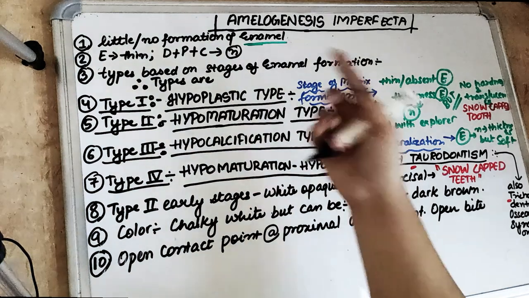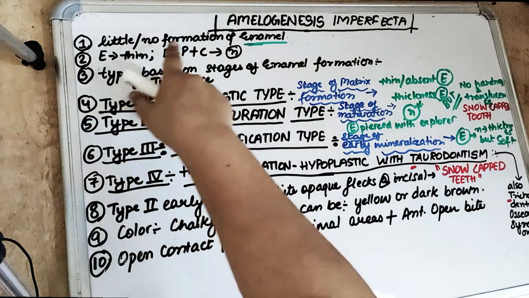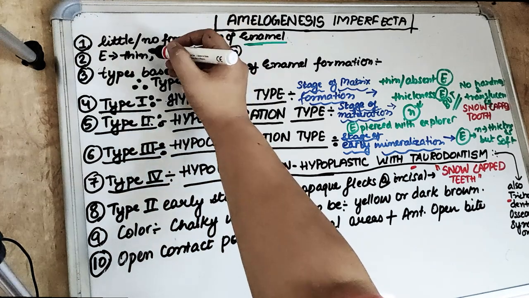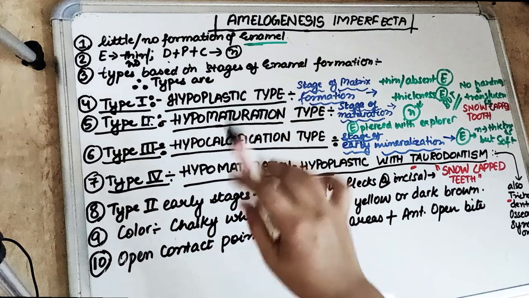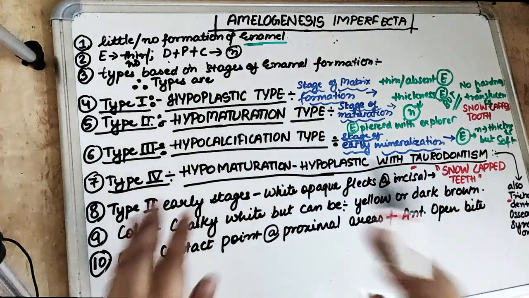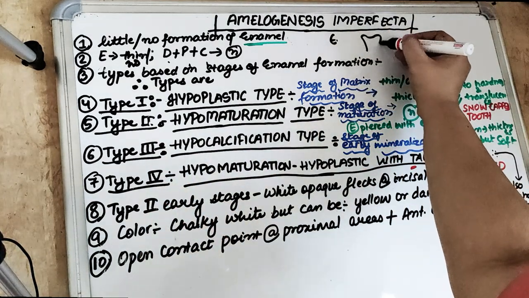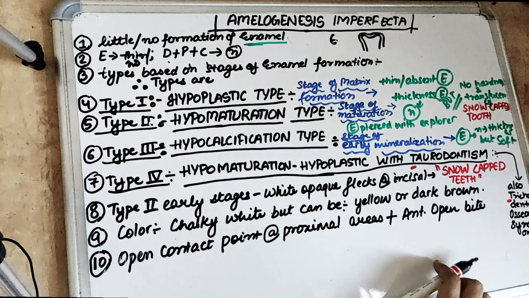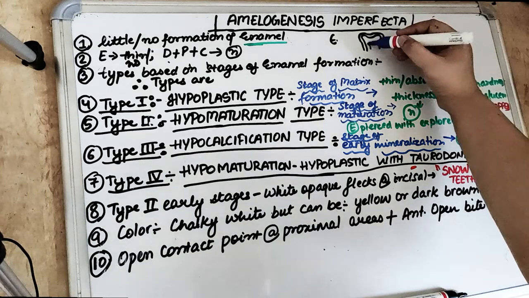As we always do, our first point is the definition: there is little or no formation of the enamel. That means either the enamel is going to be thin or there will be no enamel. But dentine, pulp, cementum, everything will be normal in amelogenesis imperfecta. When you look at the radiograph, only the enamel is going to be thin, but the rest of the things are normal.